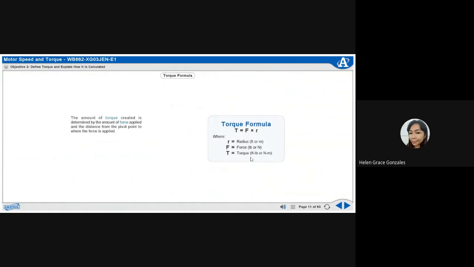The amount of torque created is determined by the amount of force applied and the distance from the pivot point to where the force is applied. This relationship is expressed in the formula shown.